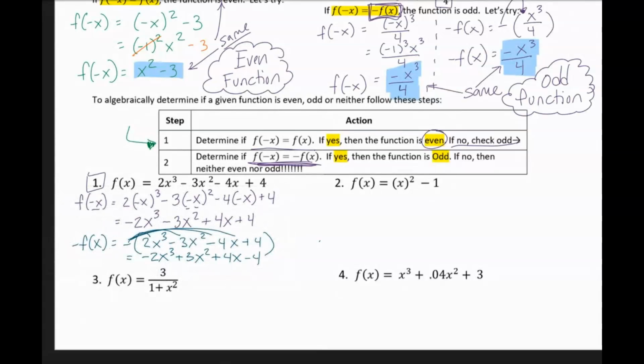Okay, so now I need to look. Is what I found for negative f of x the same thing as what I found for f of negative x? No. So what does that mean I write here? Neither.